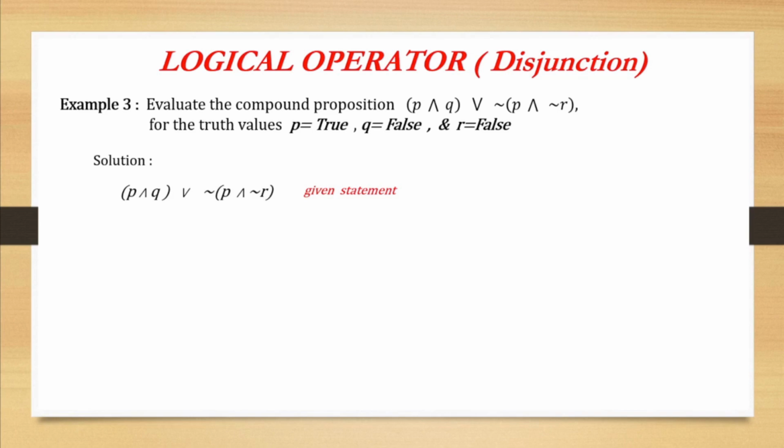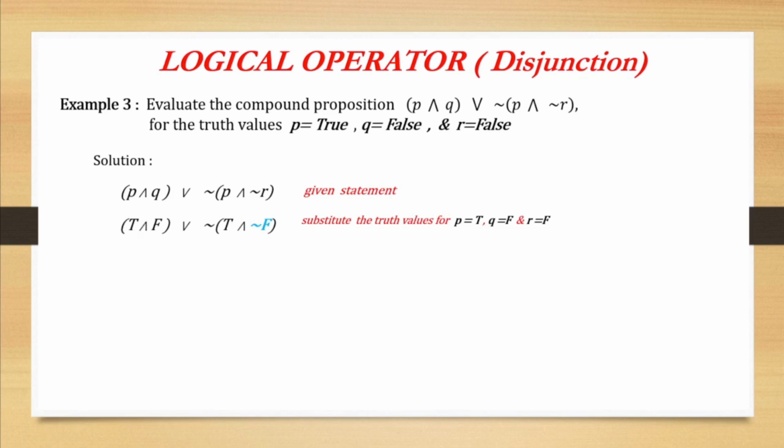The first step we need to do is to substitute the truth values for P, which is true, Q, which is false, and R, which is false. So our statement becomes the quantity of true and false, or the negation of the quantity true and negation false.